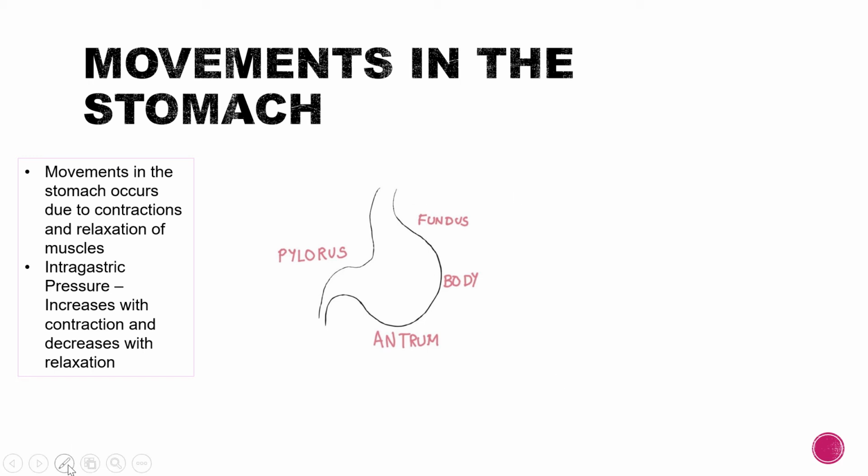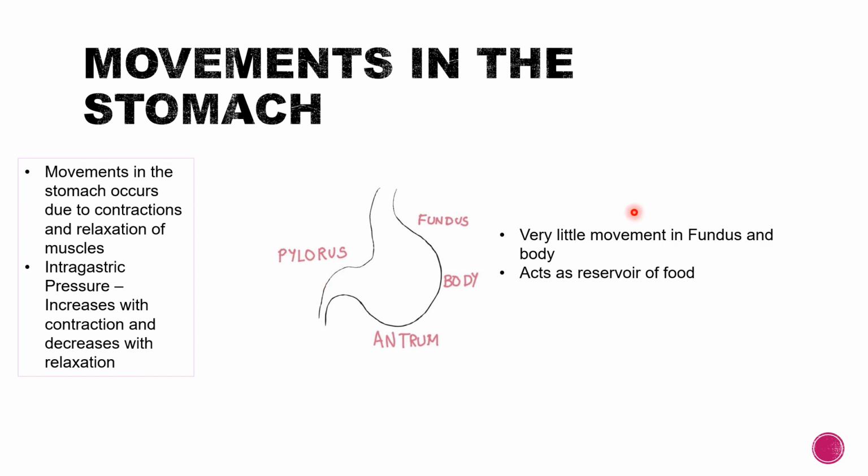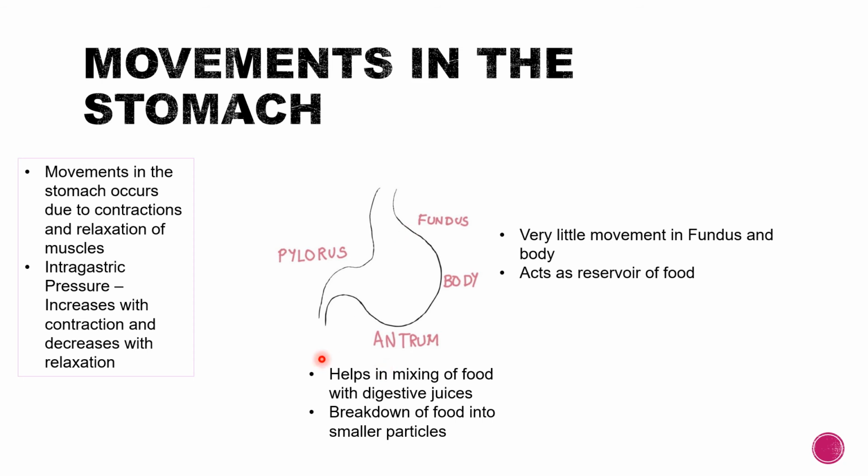This is the fundus, then this is the body, this is the antrum, and this is the pylorus. Okay, so there is very little movement in the fundus and the body, and this part basically acts as a reservoir of food. In the antrum, there is mixing of food with digestive juices and breakdown of food into smaller particles. And in the pylorus, the gastric emptying occurs. Okay, so these are the parts of the stomach.